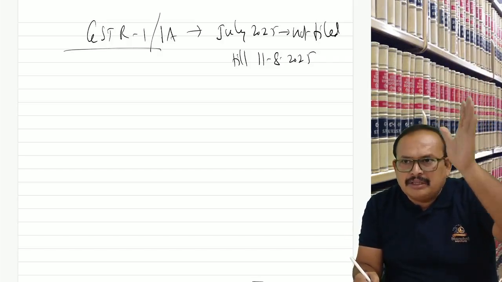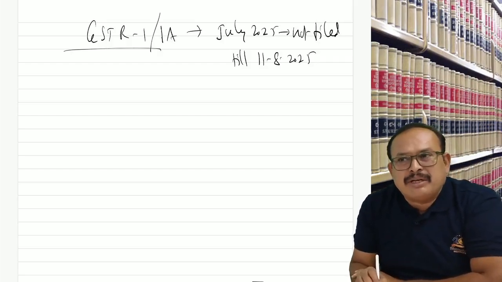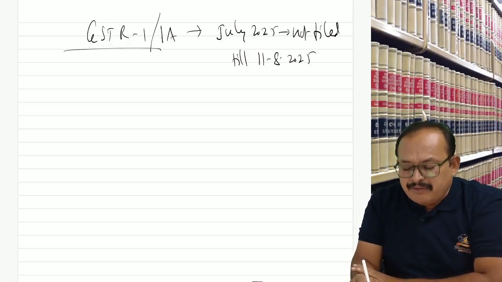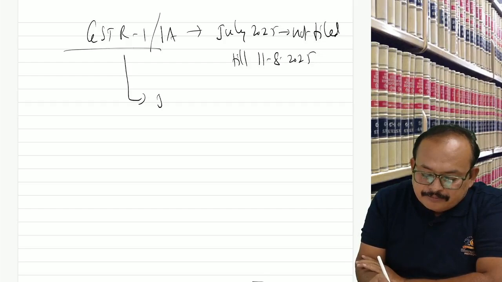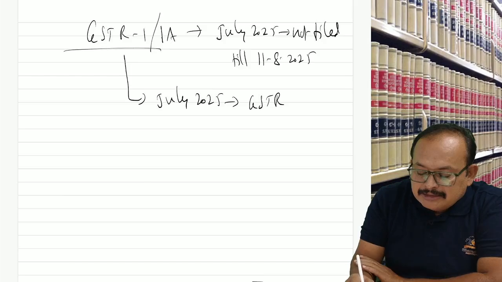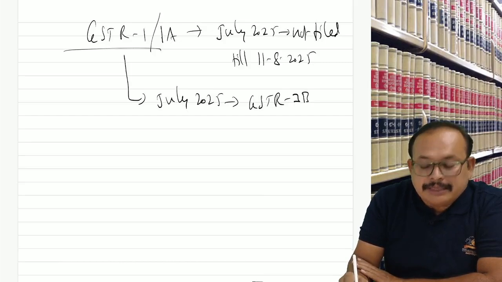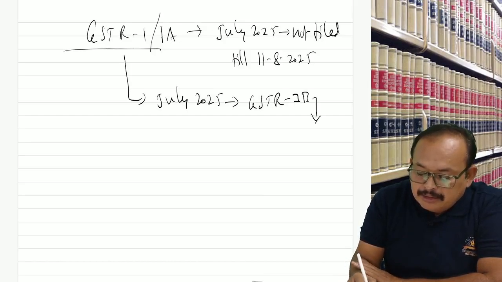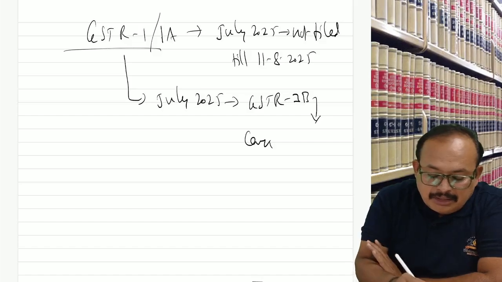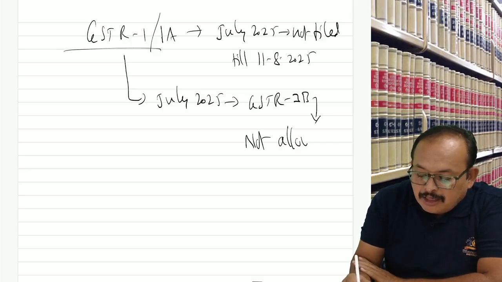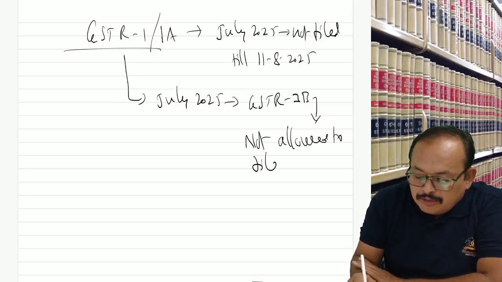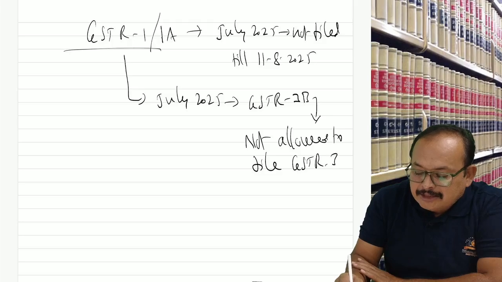Come to the normal regular monthly paying taxpayer. Till 11th August not paid. July month due date not paid. If so, can he file GSTR 3B for the month of July? Correctly you said, Amma. It cannot be filed. Not allowed to file GSTR 3B.